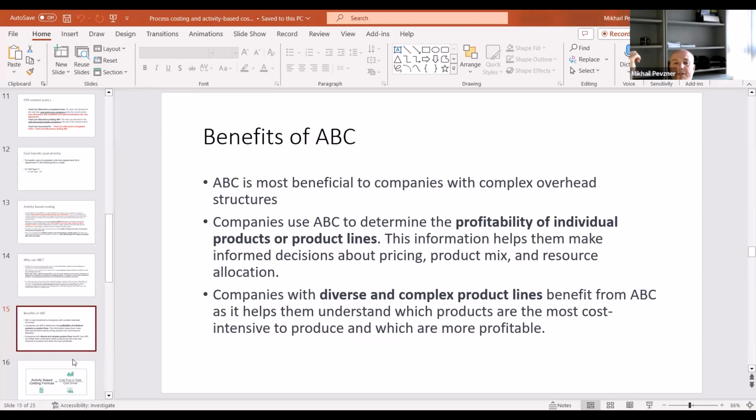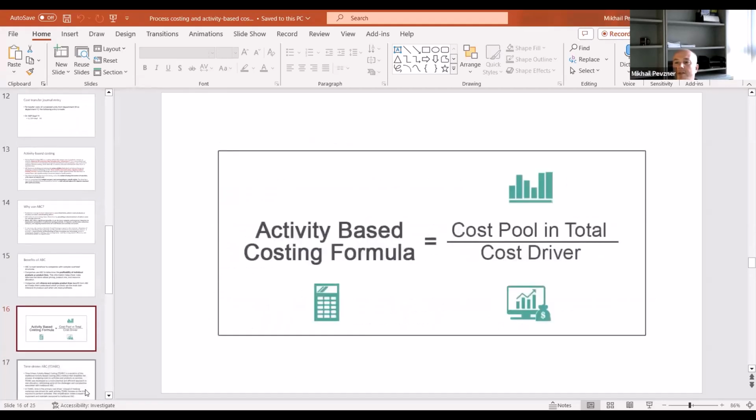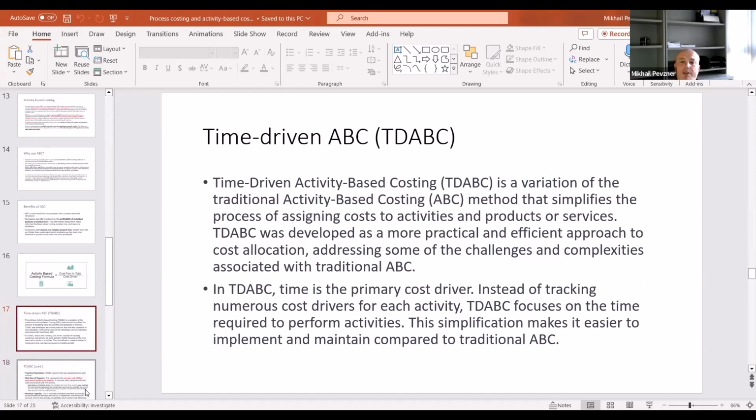The information helps them make informed decisions about pricing, product mix, and resource allocation. Companies with diverse and complex product lines benefit from it, as it helps them understand which products are more intensive to produce, which ones are most profitable. All right, so it's kind of an easy thing to do. You need to figure out what the average cost per unit of driver is, and you allocate on that basis. The reading that I gave you on the cost reserve talks about an attempt made because it was understood pretty early on that it's too complex to keep track of all cost drivers and so on.